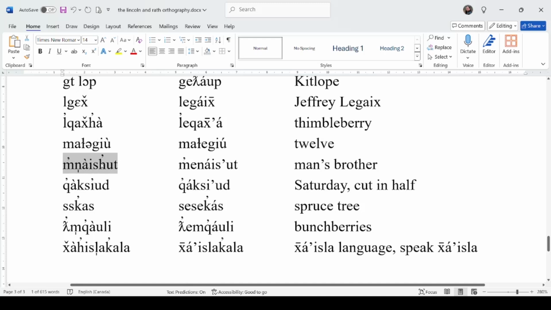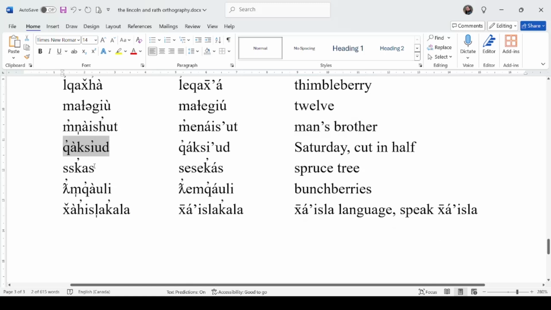The next example here is menasut. Again, we have that H with the apostrophe on top. The H is silent. If you don't know that, this might look like menashut, but again, you have to ignore this H. It's basically a placeholder, holding up that apostrophe. So this is the hybrid spelling, and it's menasut. And this means a man's brother.